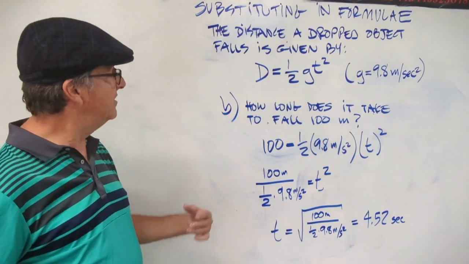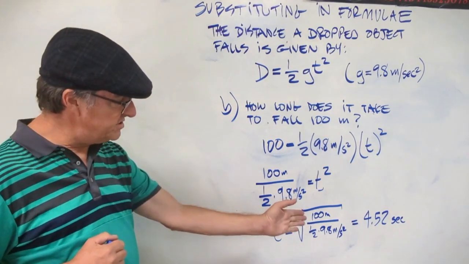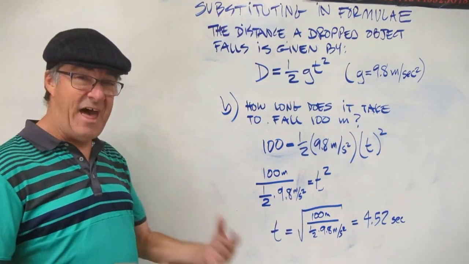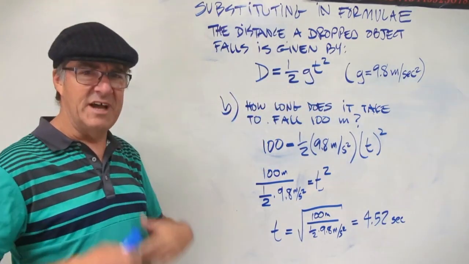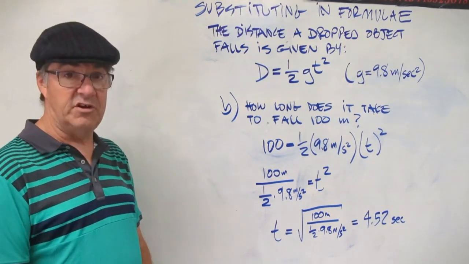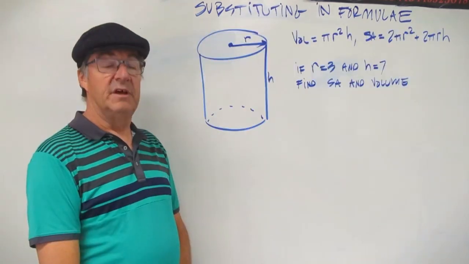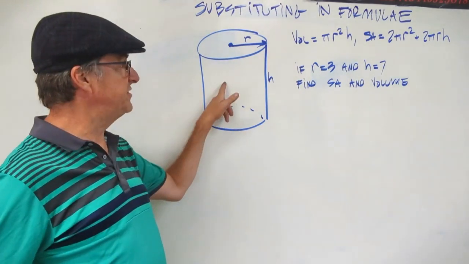So to summarize, we were asked, how long does it take to fall 100 meters? The answer is it takes 4.52 seconds. That makes sense. Remember how when we plugged in 4 seconds for here, we got 78 something meters of falling. So it's going to take a little further to fall 100 meters. Let's do one more with a volume surface area calculation around a cylinder.